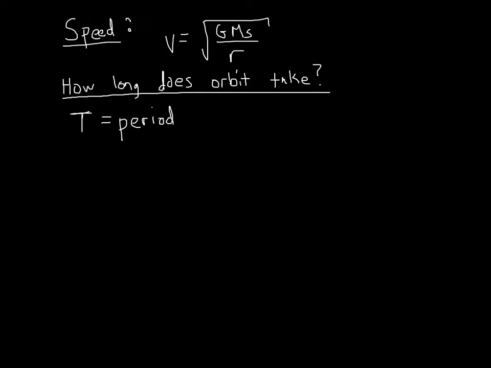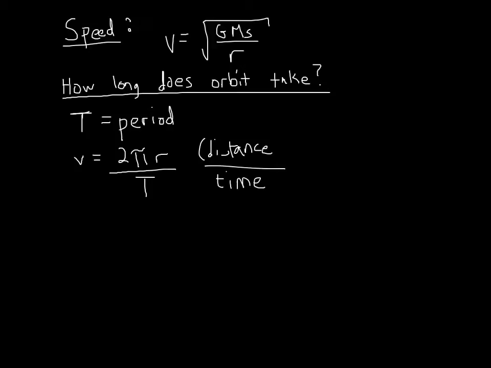How long the orbit actually takes. I can take my velocity v and set it equal to 2 times pi times r. This is the circumference of a circle, the distance that my orbit will be since it's a circle, divided by the time that it takes. This is just the definition of velocity. It's a distance divided by a time, the very definition of velocity from way back a couple chapters ago.